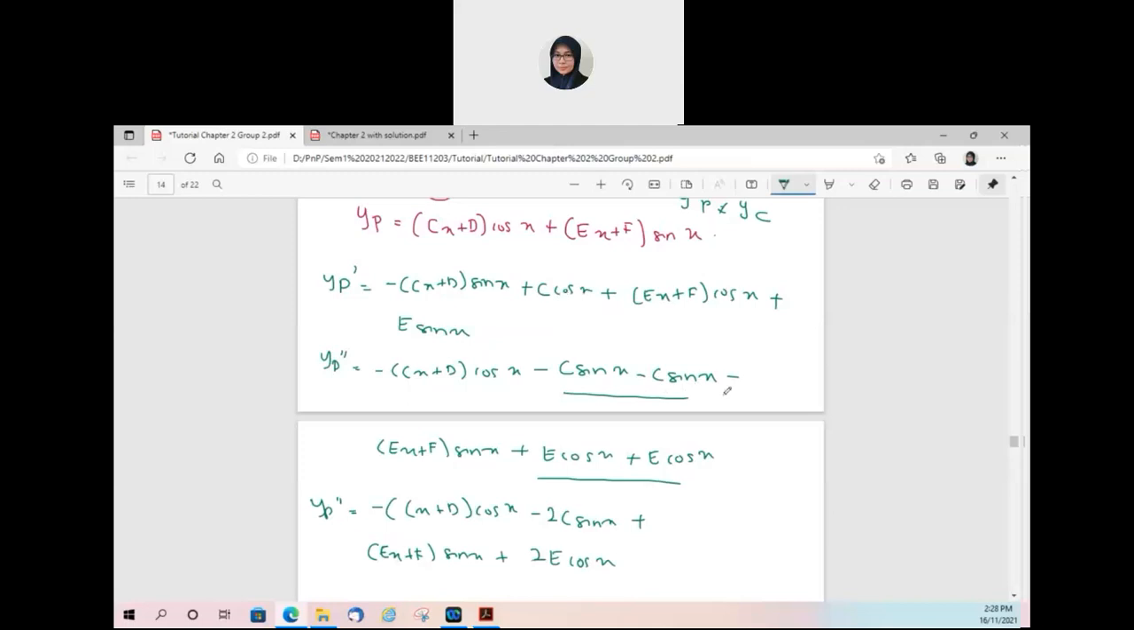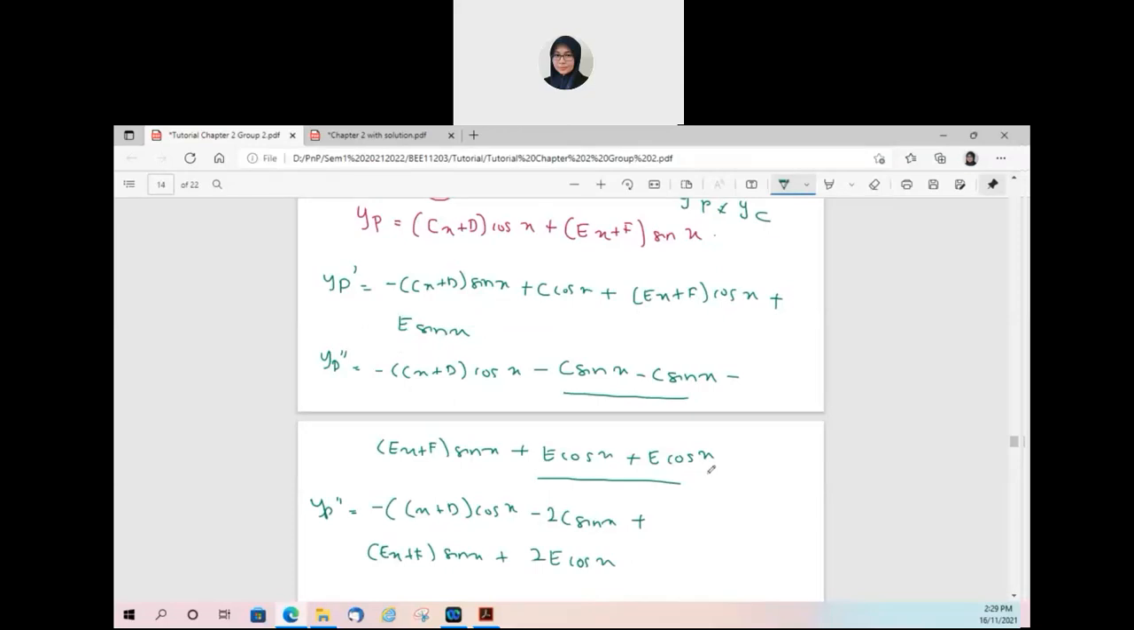Okay, and then you differentiate yang ini pula. So this one you differentiate cos, yang ini you remain, EX plus F. You differentiate cos, you'll get sin X. And then this one cos, you kekalkan. You differentiate yang kat dalam ni, EX plus F, then you'll get E darabkan dengan cos X. You dapat yang ini. And the last one is E sin X, you differentiate E sin X, you'll get E cos X.